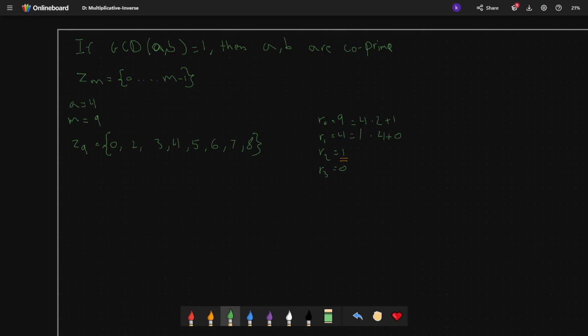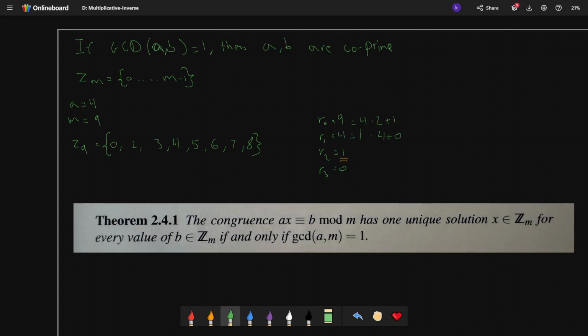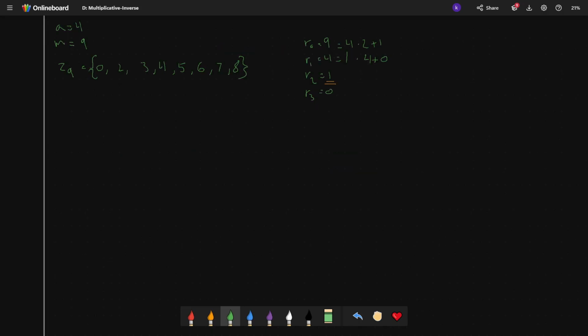I'm going to put a theorem up on the screen, and I'm going to read it aloud as well. The theorem states, the congruence A multiplied by x congruent to B modulo m has one unique solution x in the set Cm for every value of B in the set Cm, if and only if the greatest common divisor of a and m is equal to 1. That's a lot of information, and I'm going to go through an example here to show you exactly what that means with real numbers. I'm going to write that up in tabular format here.